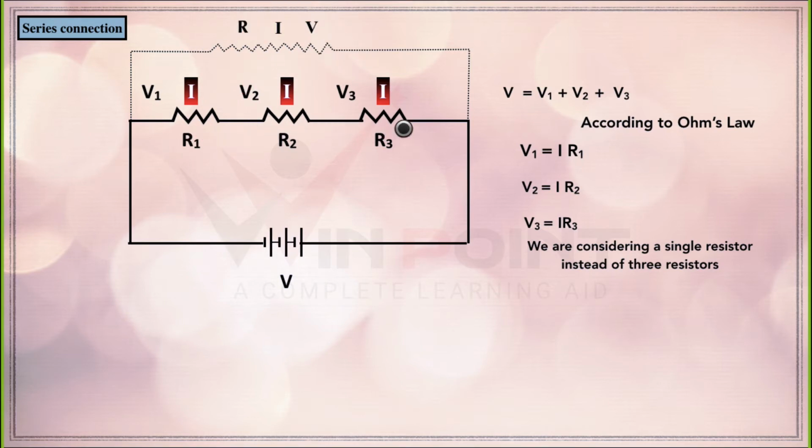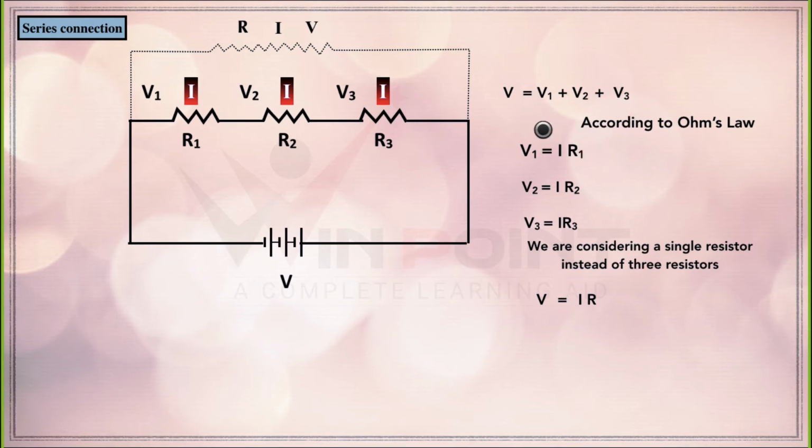Now these three resistors are not there; we only have this big resistor. According to Ohm's law, the voltage across this resistor is V equal to IR. That is the total voltage. Instead of the three resistors, we have placed a single resistor, and all the potential difference will be across the two ends of that big resistor. So V equal to IR. We also have the equation for total voltage: V equal to V1 plus V2 plus V3.